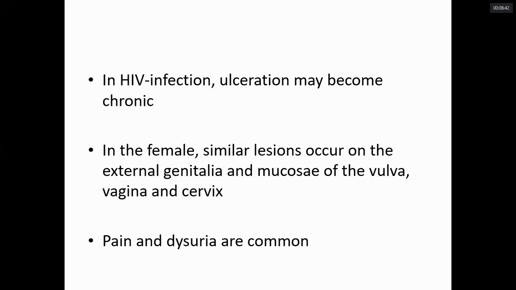In HIV infection, that is in an immunocompromised state, however, ulceration may become chronic. It may last longer than 2 to 3 weeks. In females, similar lesions occur on the external genitalia, mucosa of the vulva, vagina, and cervix. Pain and dysuria are also common.